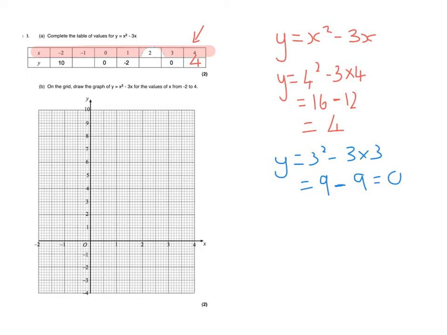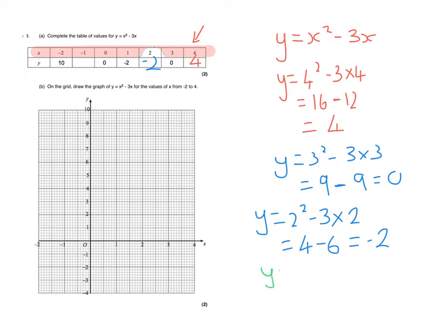So we want to do 2 squared. y equals 2 squared take away 3 times 2. 2 squared is 4. 3 times 2 is 6. 4 take away 6 is negative 2. Then we're going to be doing the minus 1.